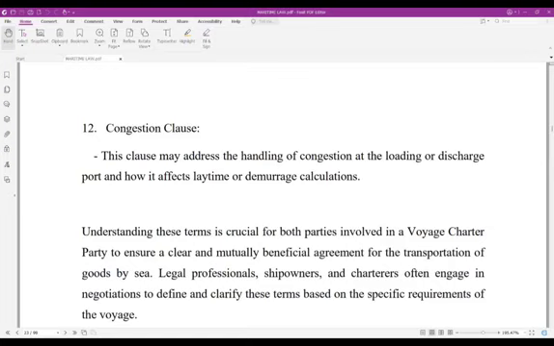When there are too many vessels, perhaps at the loading or discharge port, demurrage or laytime calculations may be affected by these conditions or clause. Therefore, understanding these terms is crucial for both parties involved in a voyage charter party, to ensure a clear, mutually beneficial agreement for the transportation of goods by sea.